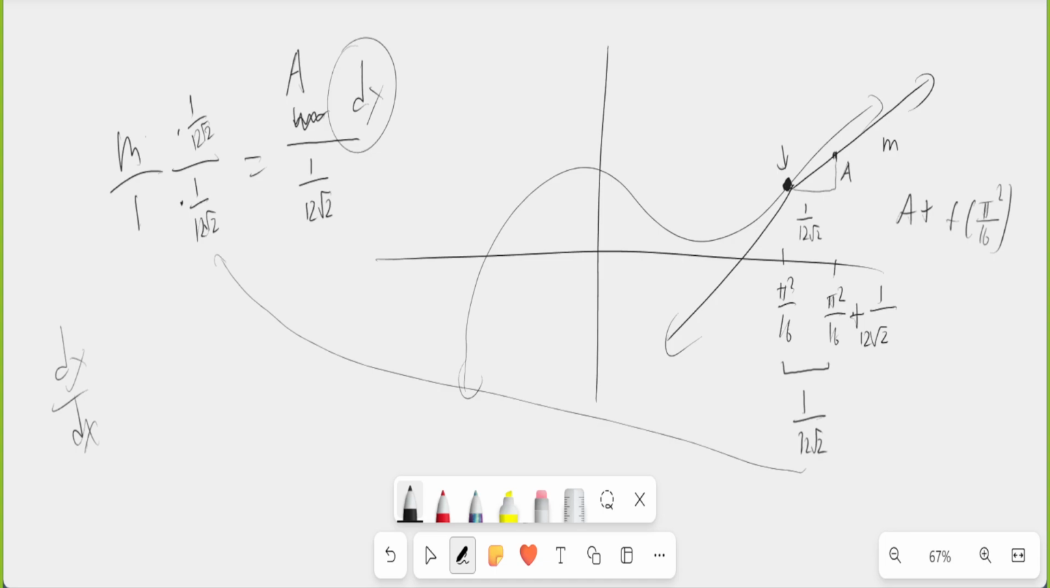Yeah, you still can't plug in pi squared over 16 plus 1 over 12 root 2, right? But you can plug in pi squared over 16. So you'll just do that and you'll multiply, which is your m, right? That's m, and then you'll multiply by this and you'll get the amount. You still need to add it though to the y value of your original point that you took the tangent line of.